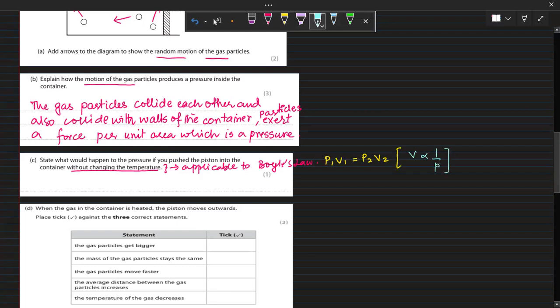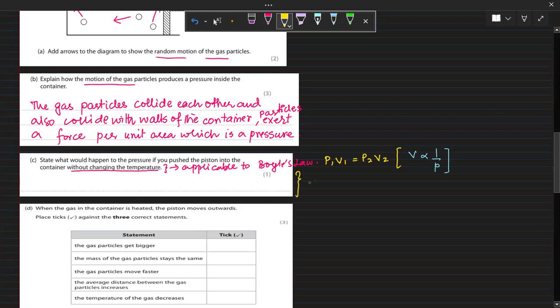So over here, when you press the piston, what happens? That means you are applying more force to the piston. That will decrease the volume of the gas. Each particle will come closer. So what will happen? The frequency of the collision will increase. So I'm going to write the explanation over here.